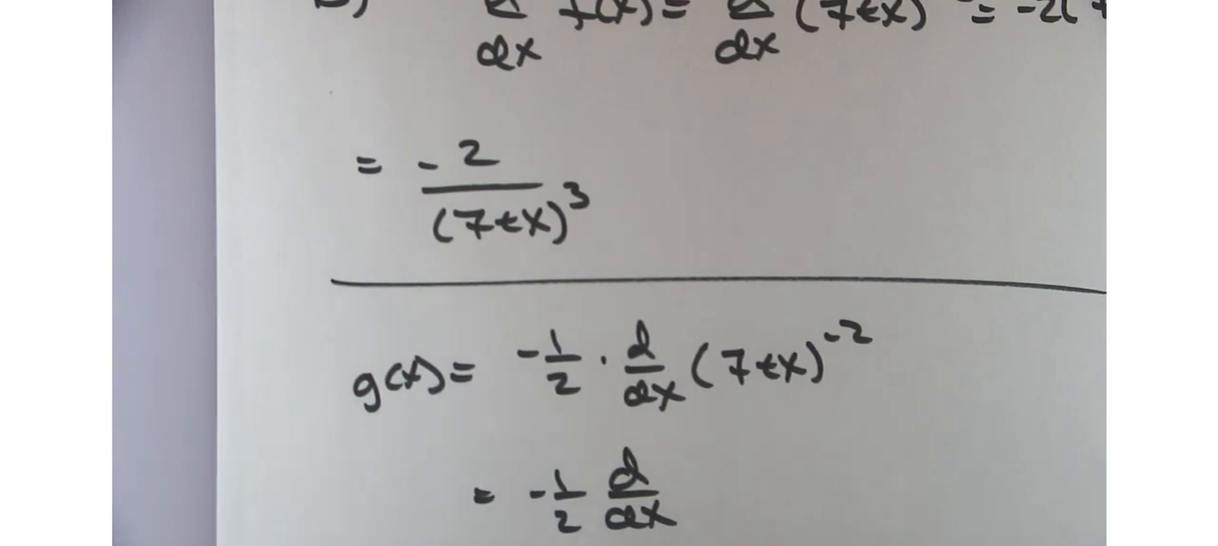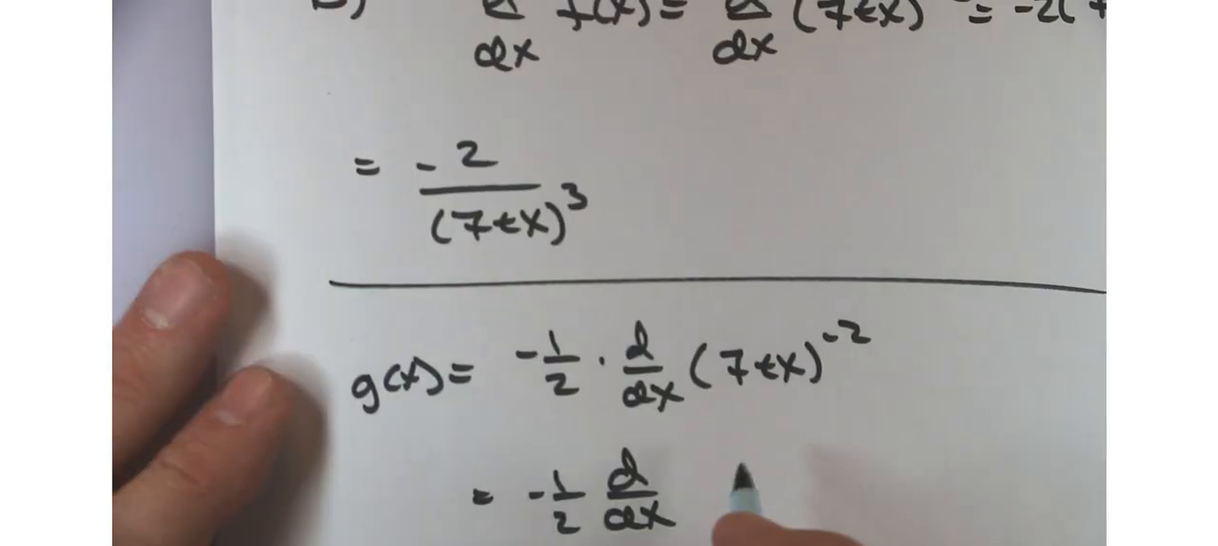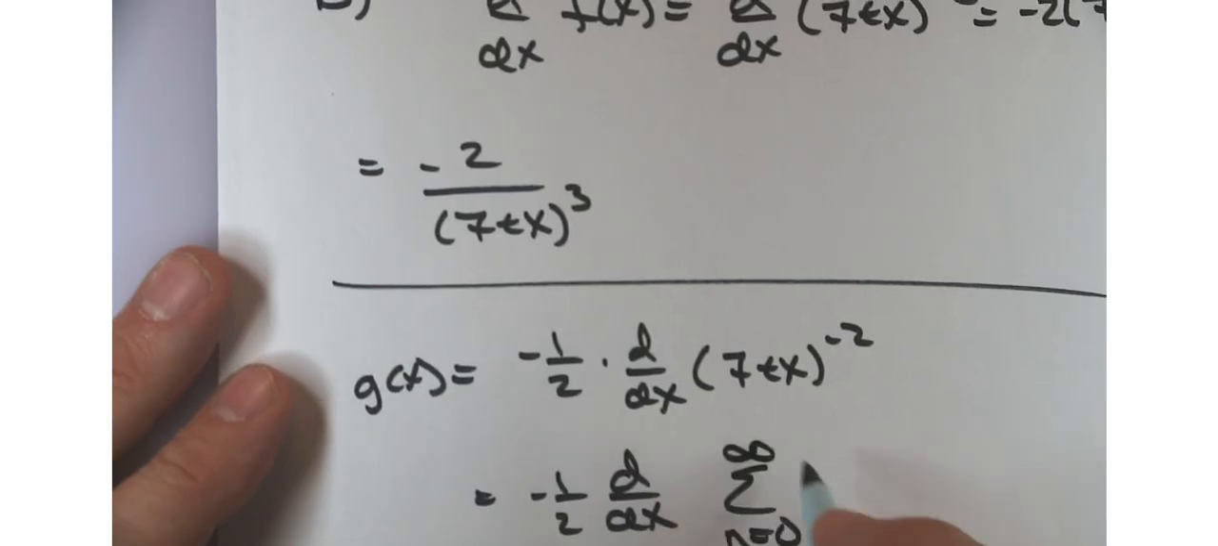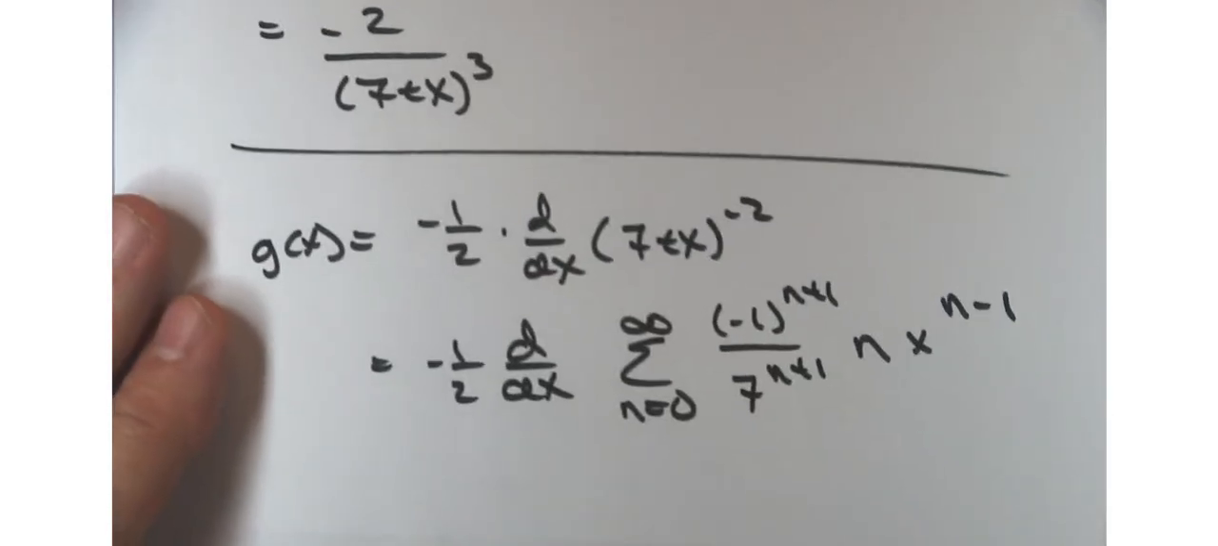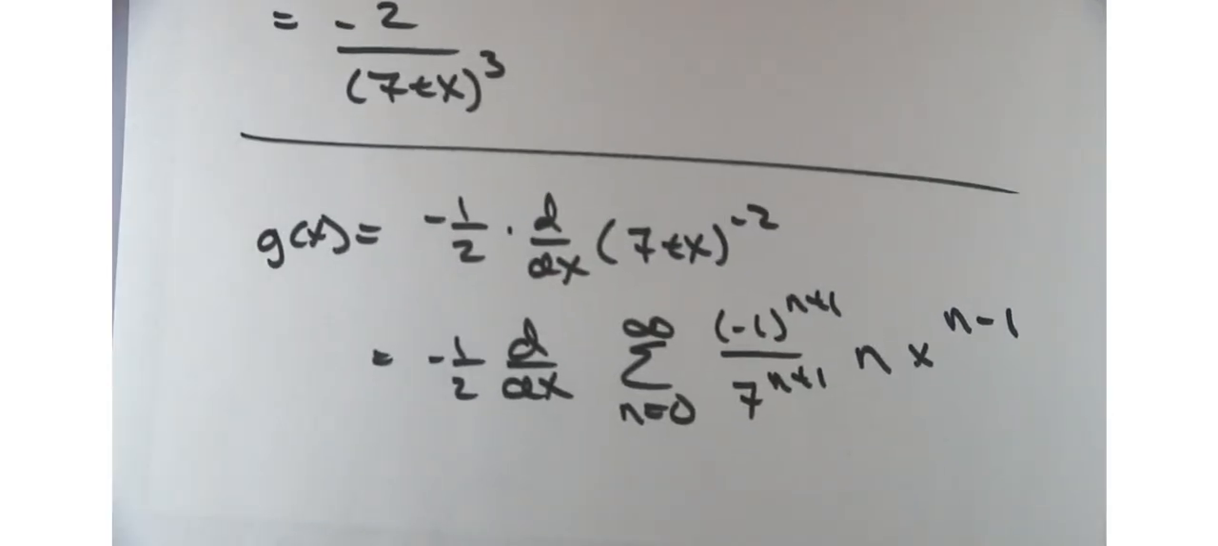So from part A, it's going to be the sum from n equals 0 to infinity of (-1)^(n+1) over 7^(n+1) times n times x^(n-1). And we're going to have to differentiate that.